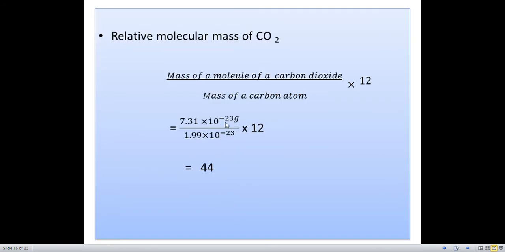Relative molecular mass of carbon dioxide. Mass of a molecule of carbon dioxide is 7.31 × 10^-23 gram. Mass of a carbon atom is 1.99 × 10^-23 gram. You can simplify these and divide the two numbers, then you get the answer 44.